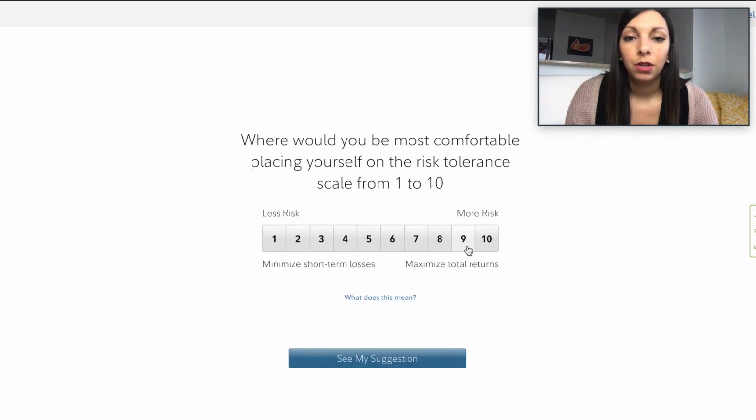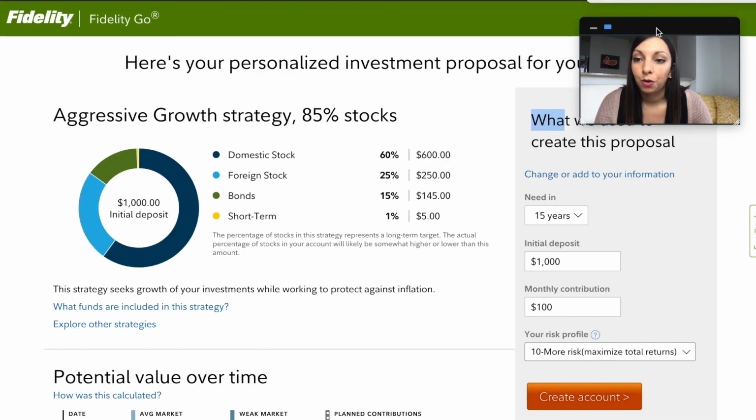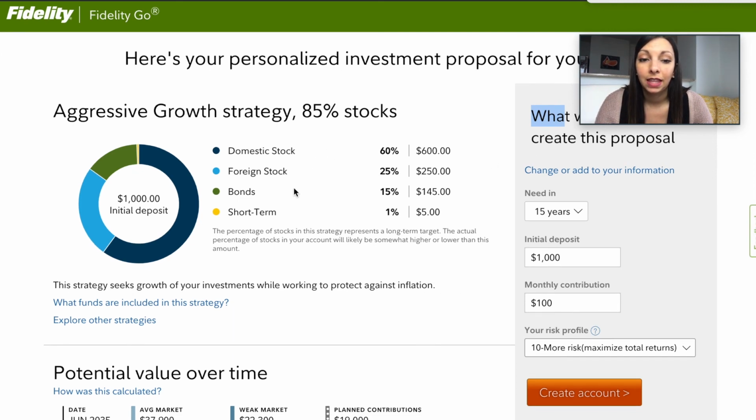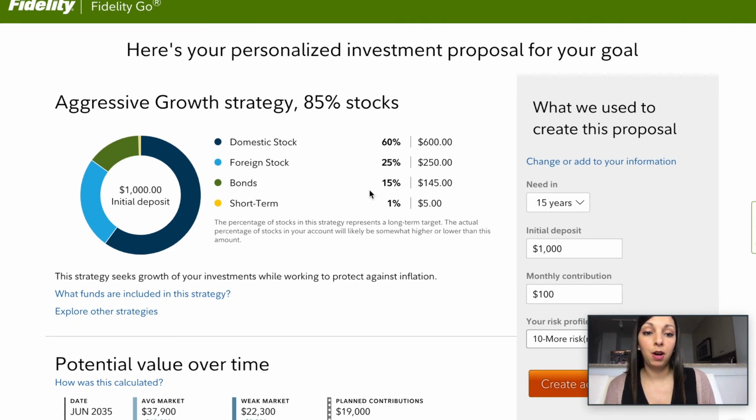Where would you be most comfortable placing yourself on the risk tolerance scale? So you want to answer this for yourself. Do you feel like you want to minimize short-term losses or maximize total returns? And you can click what does this mean if you do want some help with that. Here's the personalized investment growth portfolio. Aggressive growth, 85% stocks. They show the breakdown here of how they would invest that $1,000. So we've got 60% domestic, 25% foreign, you've got bonds.